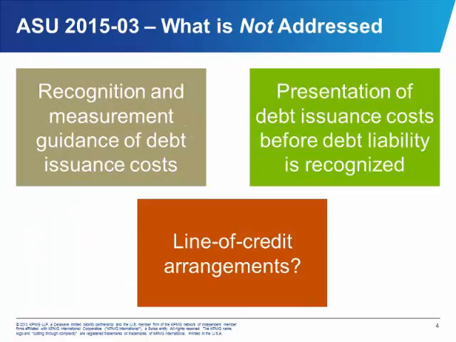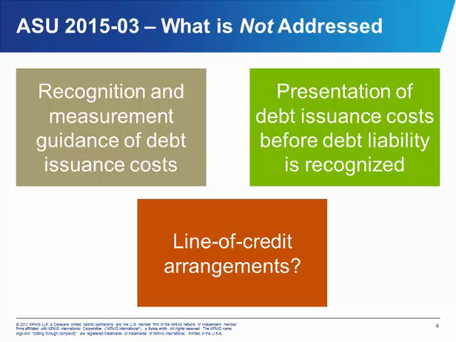Well, the ASU is limited to simplifying the presentation of debt issuance costs. The recognition and measurement guidance is not affected by the ASUs. For example, guidance on debt issuance costs in accounting for conversion options or accounting for third-party costs of exchange or modification of debt instruments has not changed. What this means for preparers is that you will continue to track debt issuance costs separately from debt discounts as required by other accounting guidance.